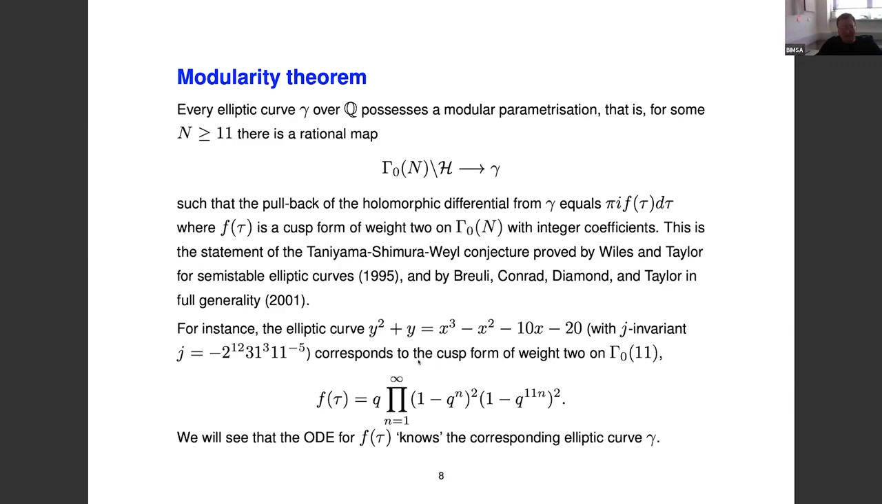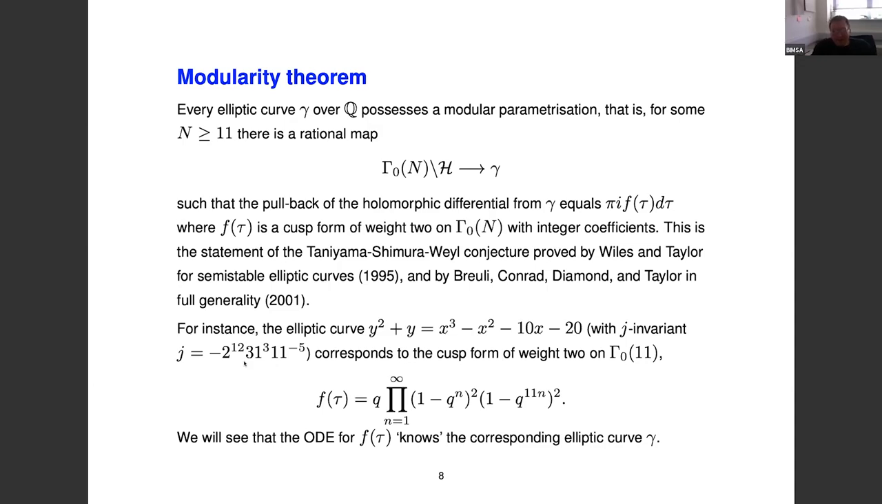For instance, if you take this particular elliptic curve with integer coefficients, its J invariant is this thing. It's the J invariant of this curve. This expression will appear later, so I'm writing it here. So this curve is an elliptic curve with the following value of J invariant.